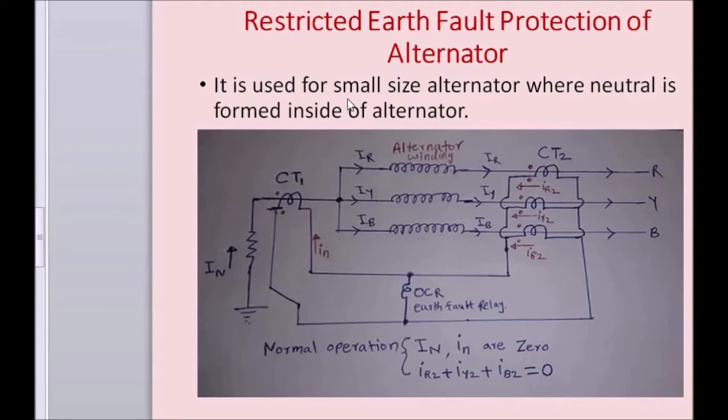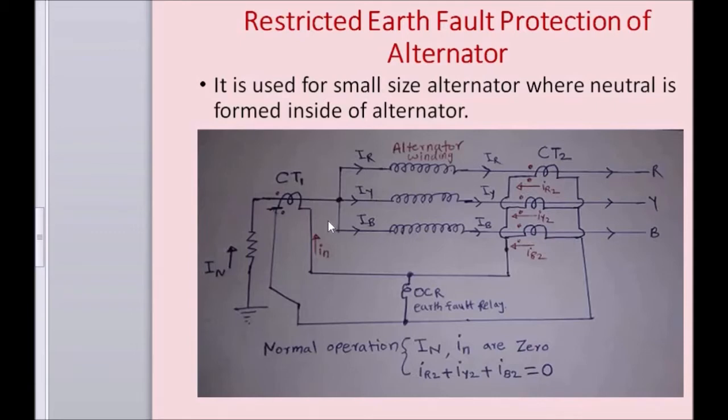But in the case of a small alternator, only 4 terminals are available outside, that is 3 line terminals R, Y, B and 1 neutral terminal. So only 4 terminals are available for a small-size alternator. So this is a restricted earth fault protection we can provide to this alternator.